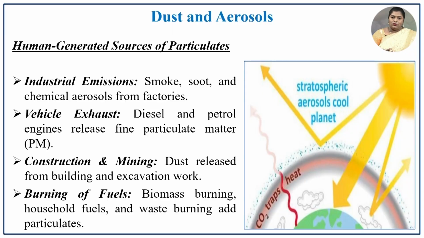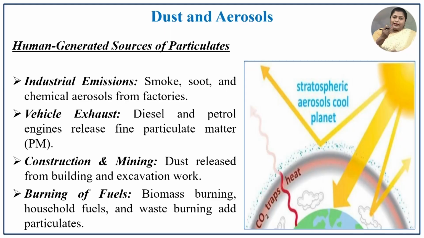Earlier we discussed how dust and aerosols are naturally generated. Now we will discuss the human generated dust and aerosol particles, that is industrial emissions. Due to industrial activity, what happens? The smoke, soot and chemical aerosols from the factories cause pollution and are suspended in the atmosphere. And then vehicle exhaust, that is the diesel and petrol engines release emissions, and the dust and aerosols are suspended in the atmosphere.